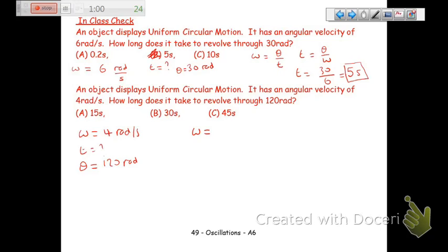My omega must equal the distance I travel over the time, or the angle I travel through over the time taken. And then I do my math, and I rearrange, and I say, well, my time is equal to the angle I travel through over the velocity that I traveled with. And then I do my substitution, and I go 120 over 4, and then I say that's going to be 30 seconds.